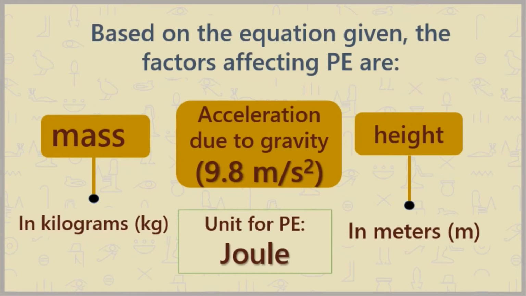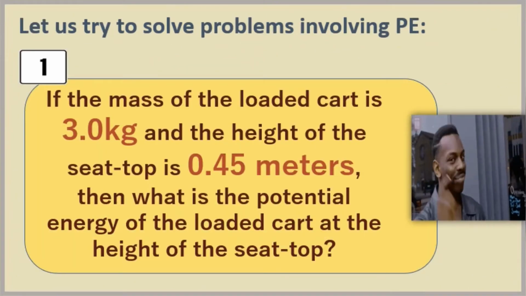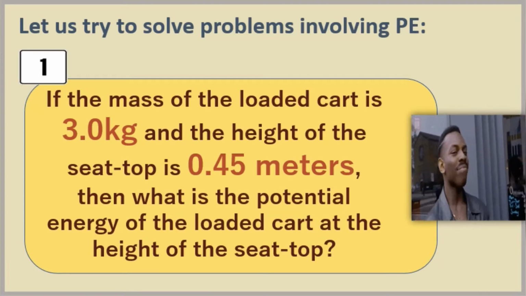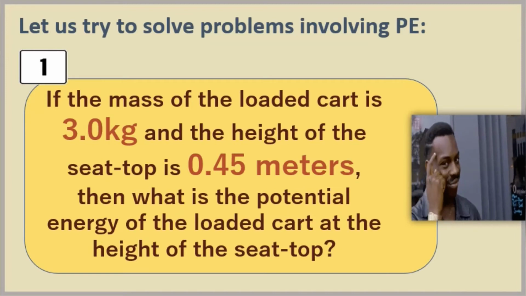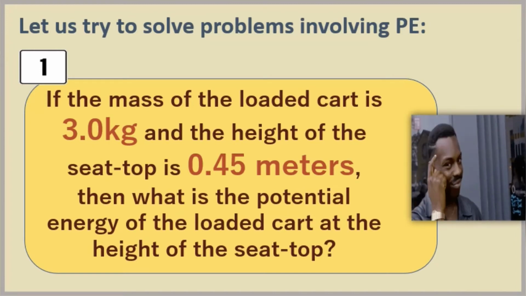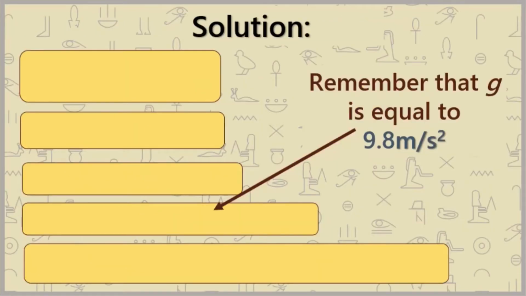Okay, let's proceed. Let us try to solve problems involving potential energy. So, let us have this problem. As you can see, the givens are already highlighted for you to easily spot them. Problem 1: if the mass of the loaded cart is 3 kg and the height of the seat top is 0.45 meters, then what is the potential energy of the loaded cart at the height of the seat top? So let us have the solution.